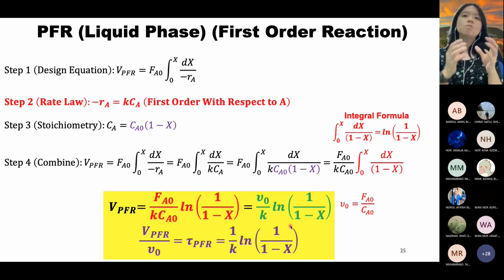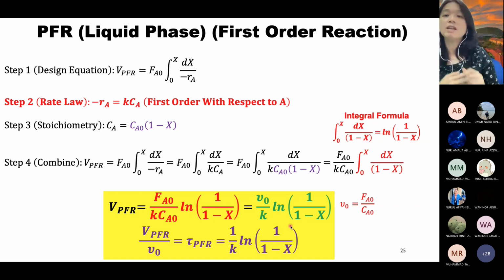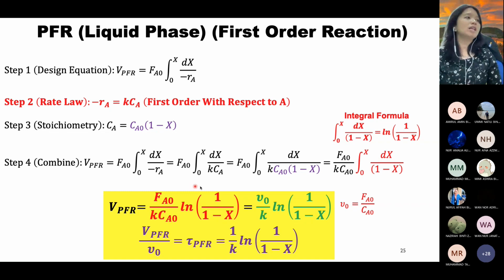Space-time sama dengan volume per inlet volumetric flow rate. That one I give you. And I give you the rate equation. So kamu kena tahu sendiri macam mana nak modify equation to fulfill the question requirement. Right? So again, just to remind you, apa yang kamu ada, macam mana kamu nak gunakan equation tu. Right, so done for first order reaction.